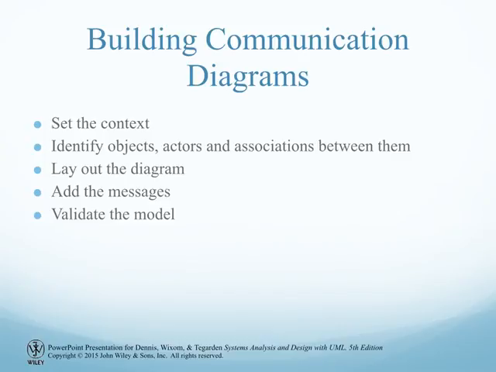Now, this is different because you need to identify the associations, but that makes sense. That's what we're talking about here. That's what we're trying to display, is the communication between the different classes. Then you lay out the diagram. In general, you want to lay it out left to right, and in general, you want to keep objects that communicate to each other close together within the diagram.